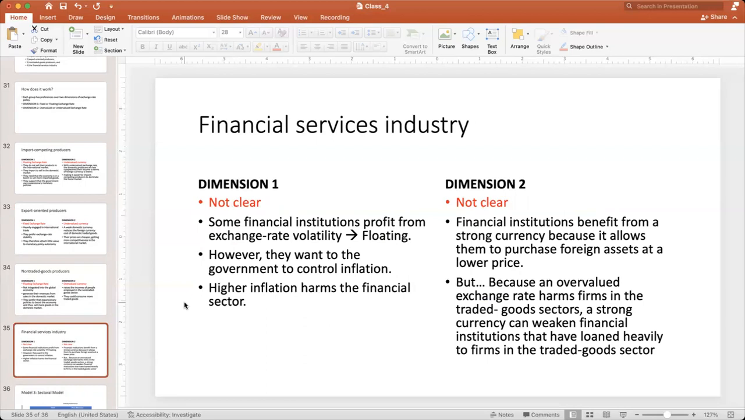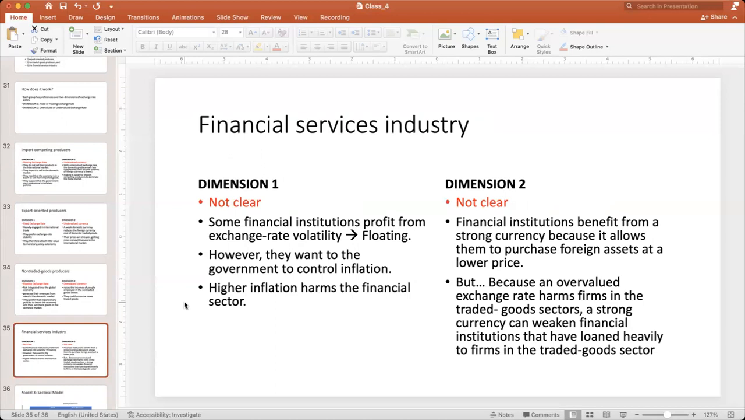And finally, there is the financial services industry. The problem with this group is that it is not clear if they prefer floating or fixed exchange rates. Why? Because, of course, some financial institutions get profits from exchange rate volatility. They invest in currencies. So floating is better because they could get profits from that. However, the problem is that they also want the government to control inflation. Higher inflation harms the financial sector. So they also want fixed exchange rates.